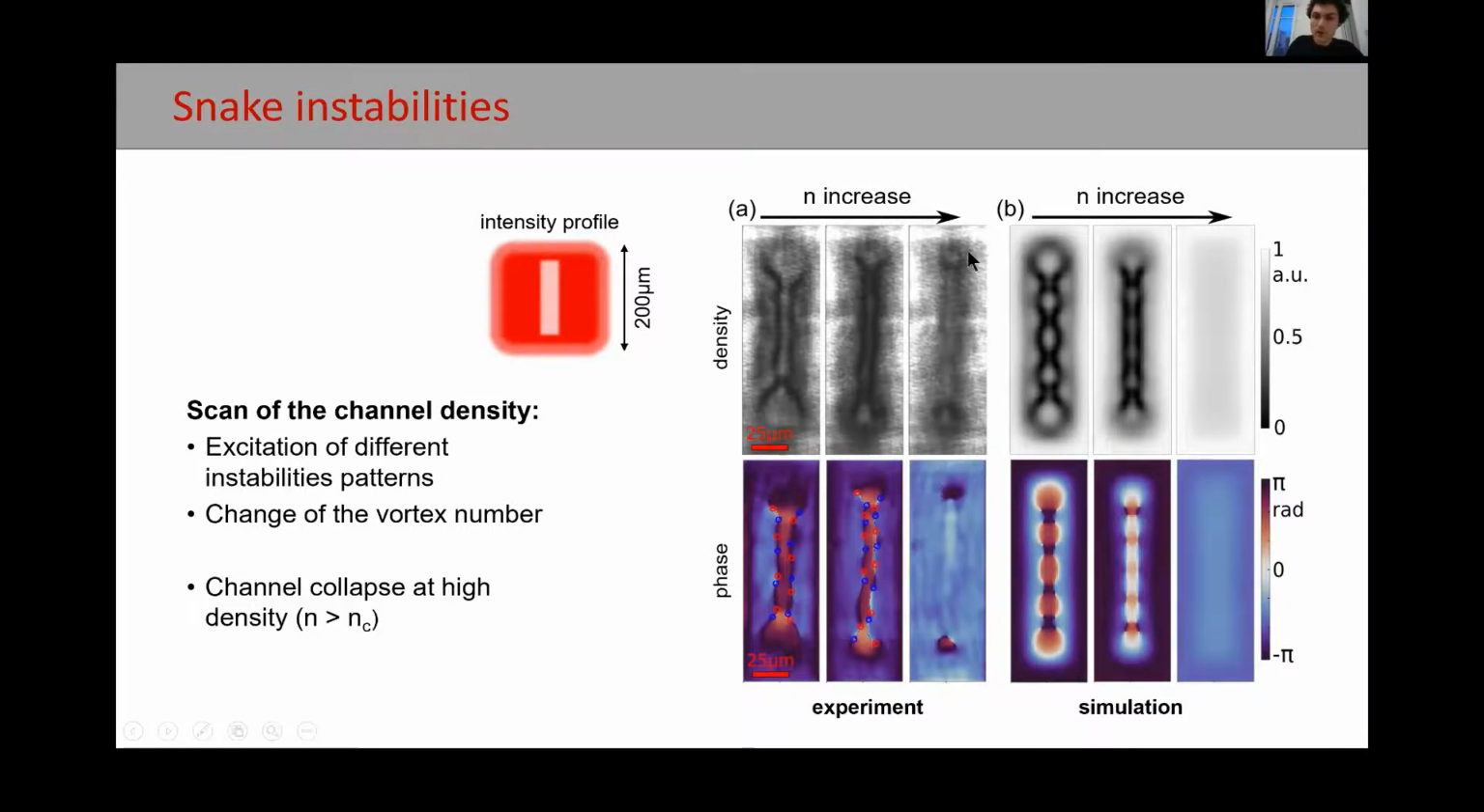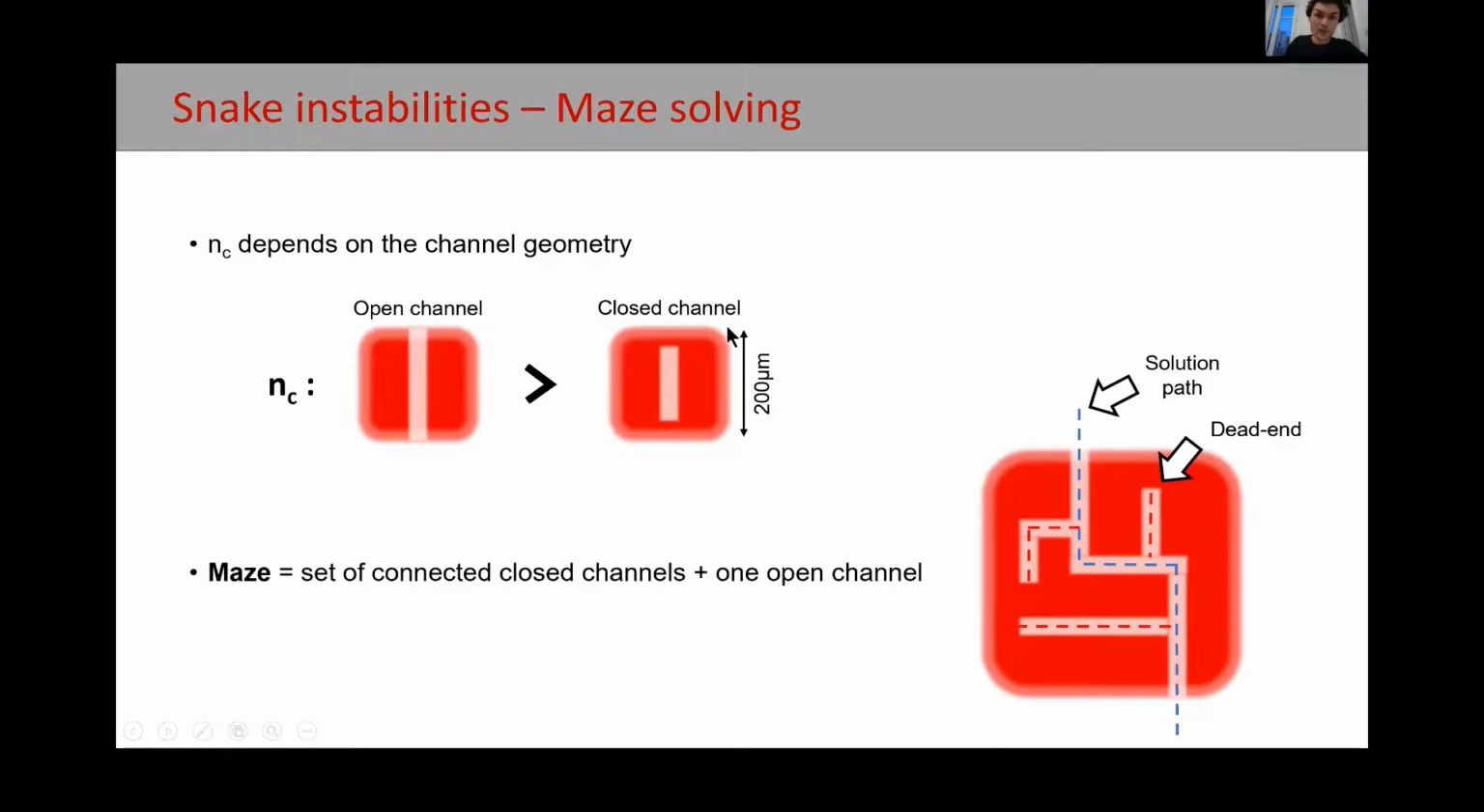Above which the wall of the containment potential are no longer fixed. So the channel closes, and consequently, the solitons disappear. This critical density will depend on the channel shape. Here, for example, a closed channel will have a critical density value lower than that of an open channel.